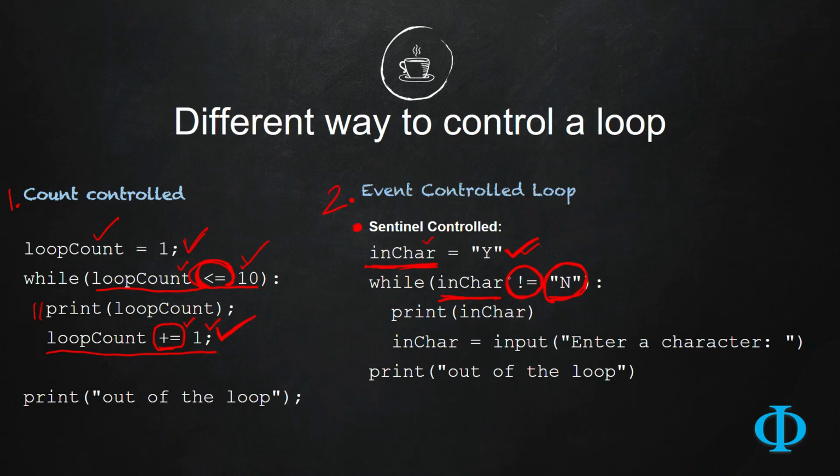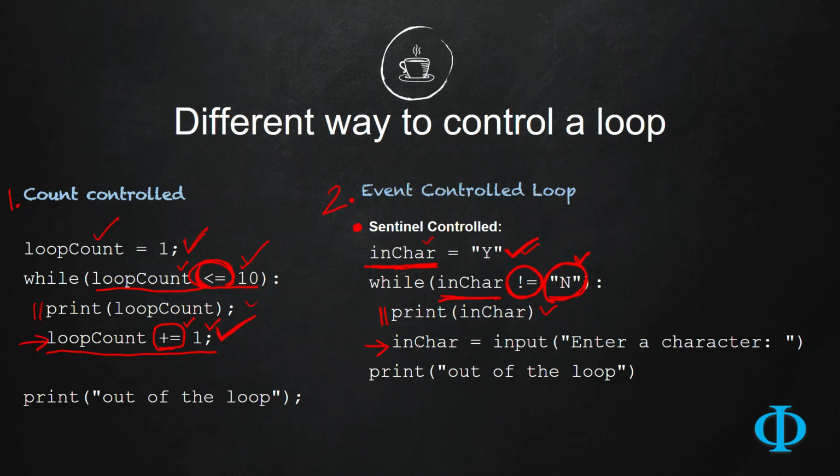So here it is not checking whether it is less than or equals something from a number. Rather, it is just checking with a string. Well, it can be a number, but just for the generalization purpose, I am using a string here, since our loop control variable inchar is a string. Now here, just like the previous loop, I am actually printing the loop control variable inchar. Now here is the main difference between this event controlled or the Sentinel controlled loop and the count controlled loop.